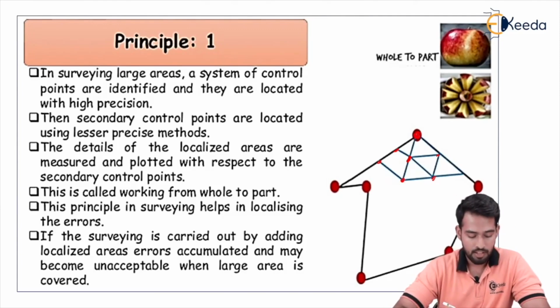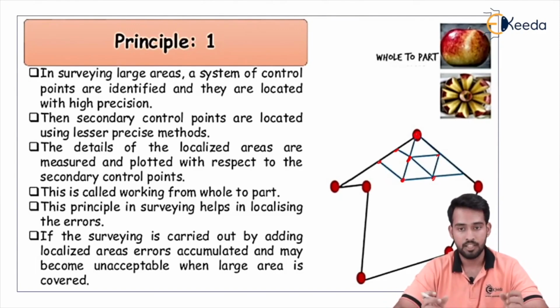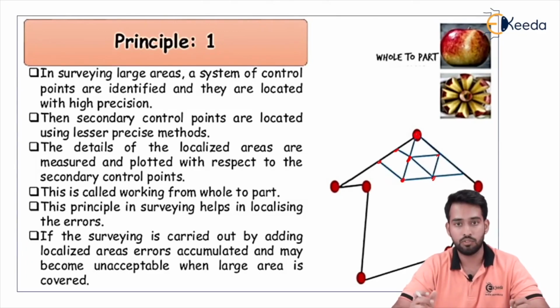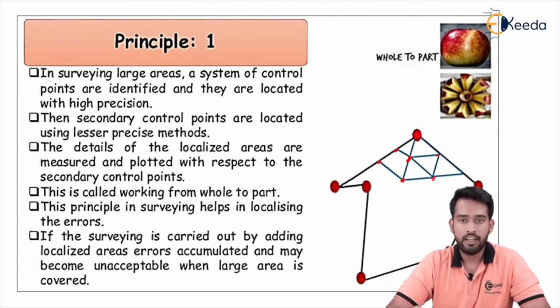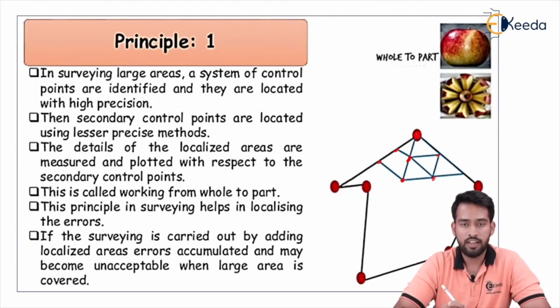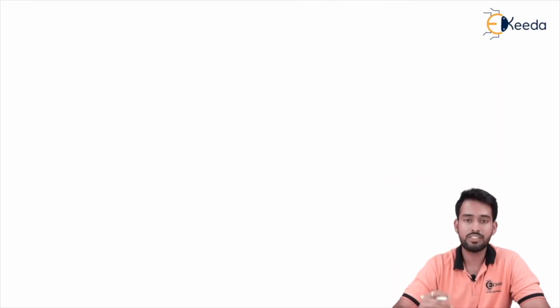And this method is called working from whole to the part. This means what? You are working from boundaries towards your center, so that the error will get minimized. So we have to work from whole to the part. If the area is calculated or surveyed by using this method, then the error will be minimized. Now moving on to second principle.